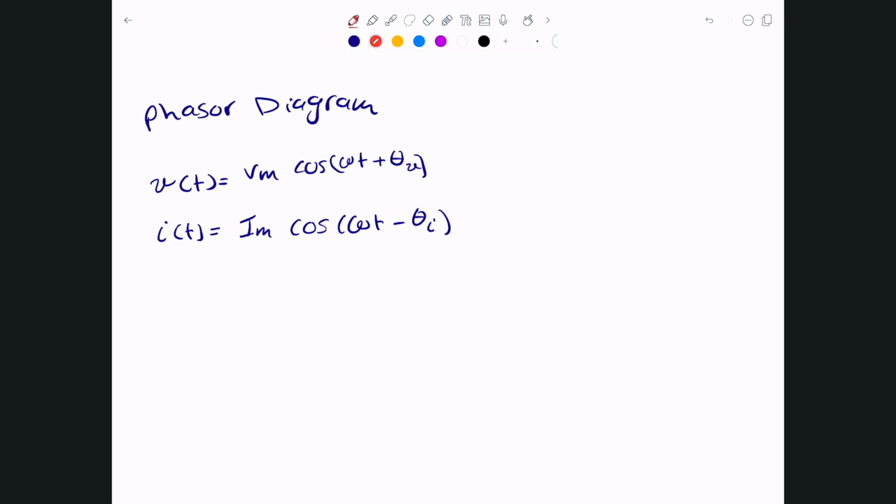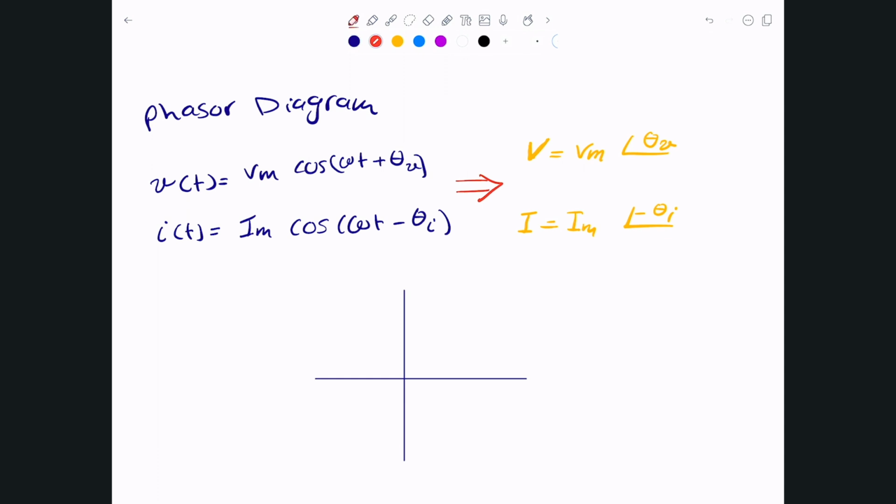So what you do is you convert them to the phasor domain. In the phasor domain, this v of t becomes V. Uppercase usually represents the phasor domain, lowercase represents the time domain. This is V of m with angle theta V. And this one here is I, which is I of m with angle negative theta I. Now we can plot these two on a diagram. This is what we call a phasor diagram.